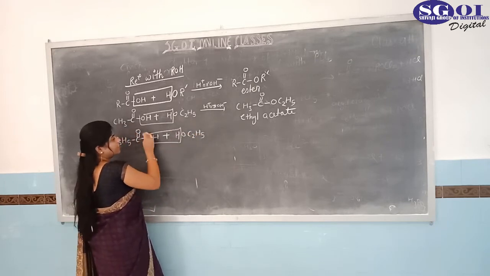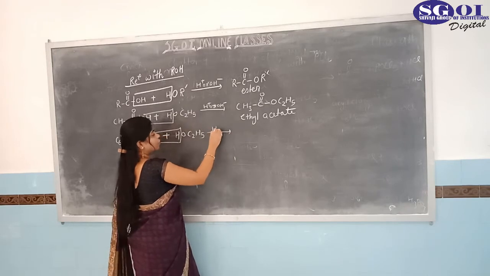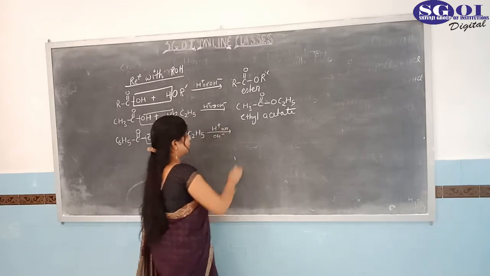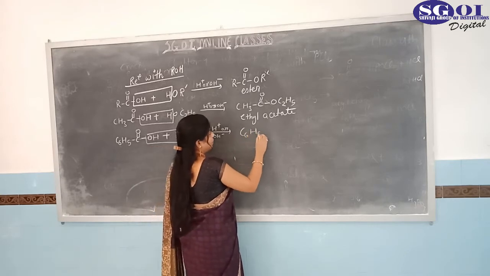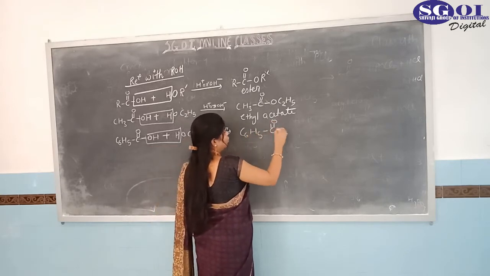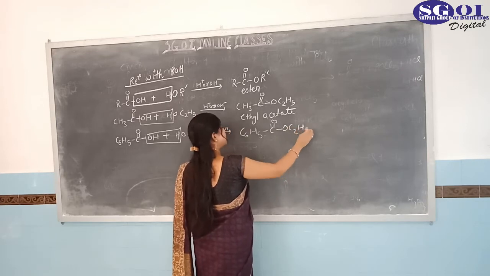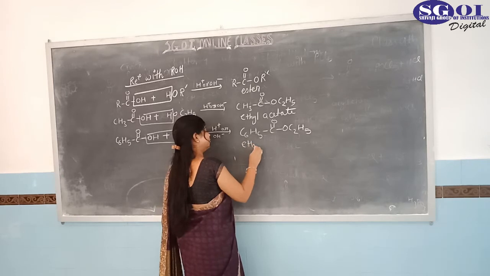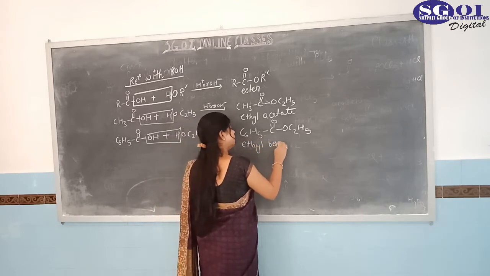Removal of water takes place when it is carried out in the presence of acid or base. It gives C6H5COOC2H5, that is ethyl benzoate. Its name is ethyl benzoate.